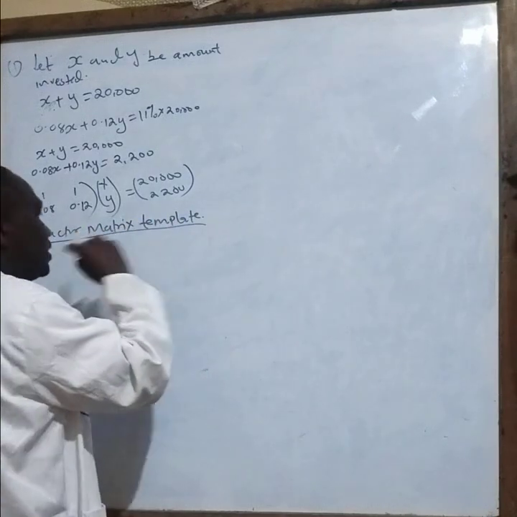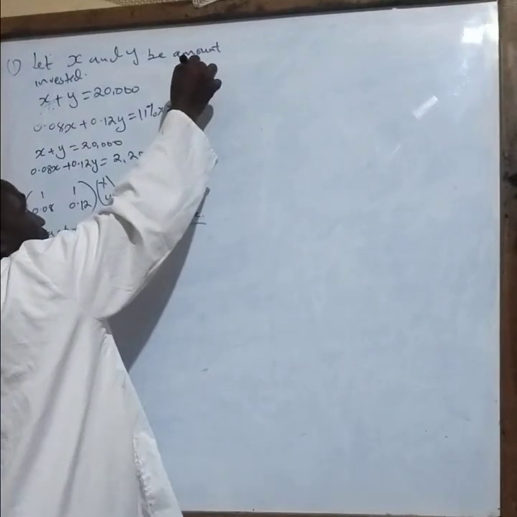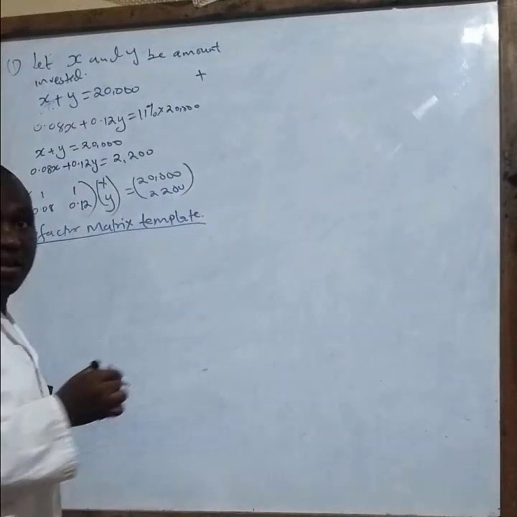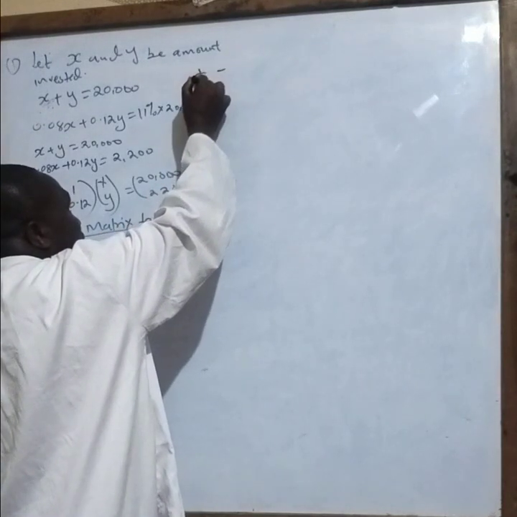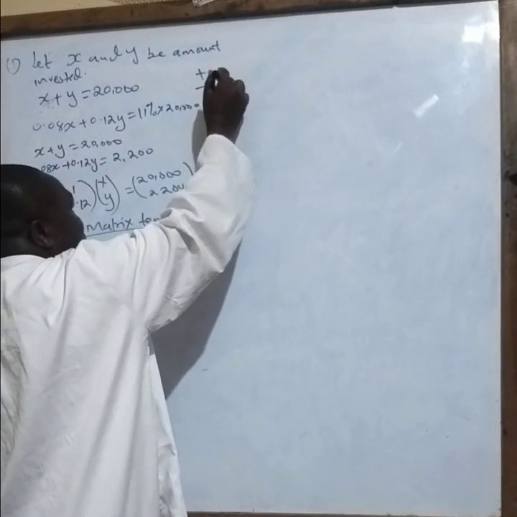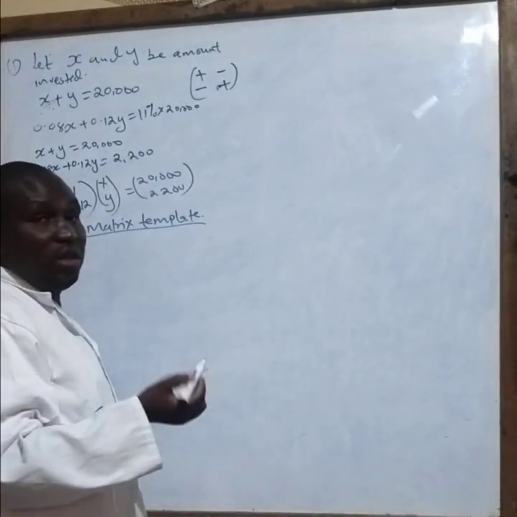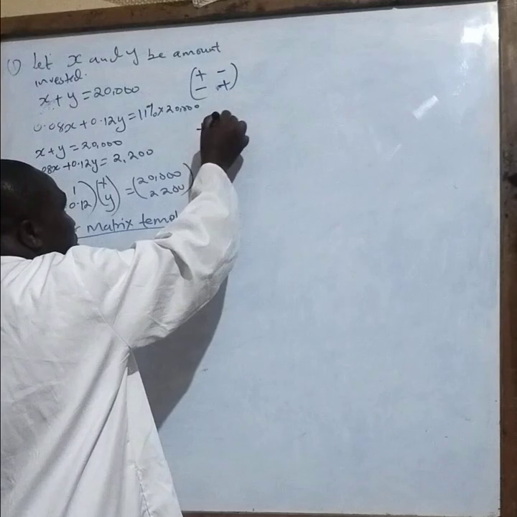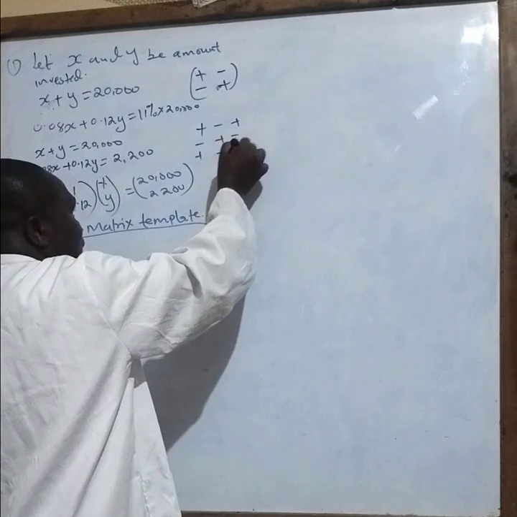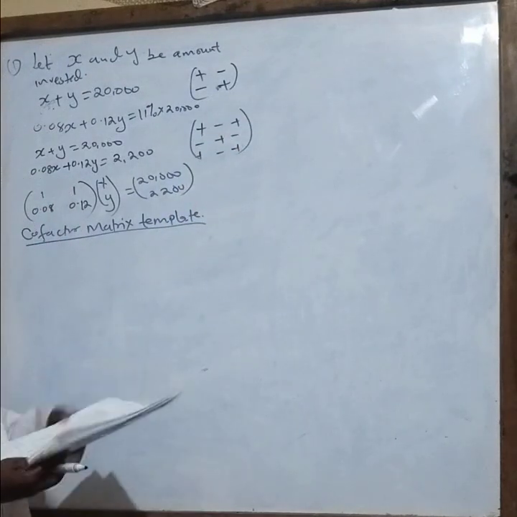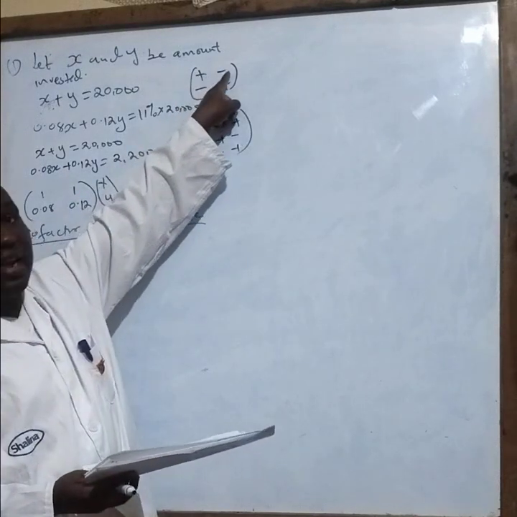And we say that the cofactor matrix template is made up of signs. It starts with plus, then negative, then negative, then plus. So this is for a 2 by 2 matrix. If it is a 3 by 3 matrix, it will be plus, minus, plus, minus, plus, minus, plus, minus, plus. So you can see, from the matrix we have here, which is 2 by 2, the signs are plus, minus, minus, plus.